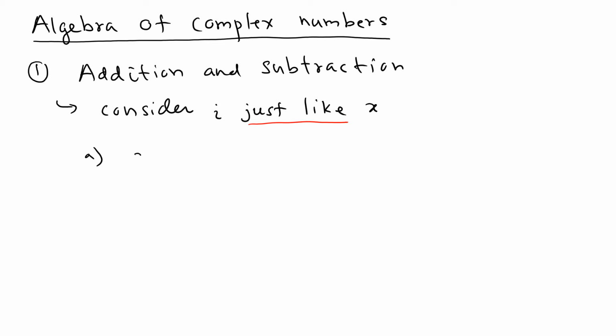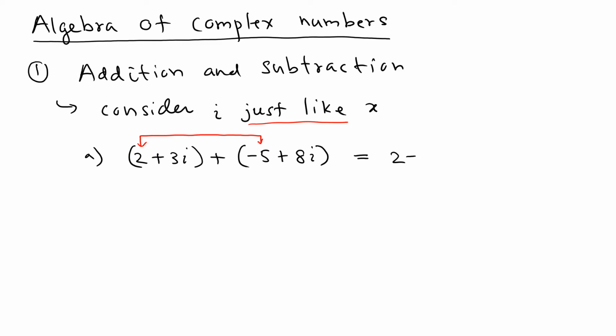So how about 2 plus 3i plus, let's say, negative 5 plus 8i. If you have those two complex numbers, what we can do is work with the real and imaginary parts separately. So that means we're going to go with 2 and negative 5. You can add them together first. So that means it is 2, in this case, minus 5. That's the first part, the real part, and plus, and we do the same thing with the imaginary part.